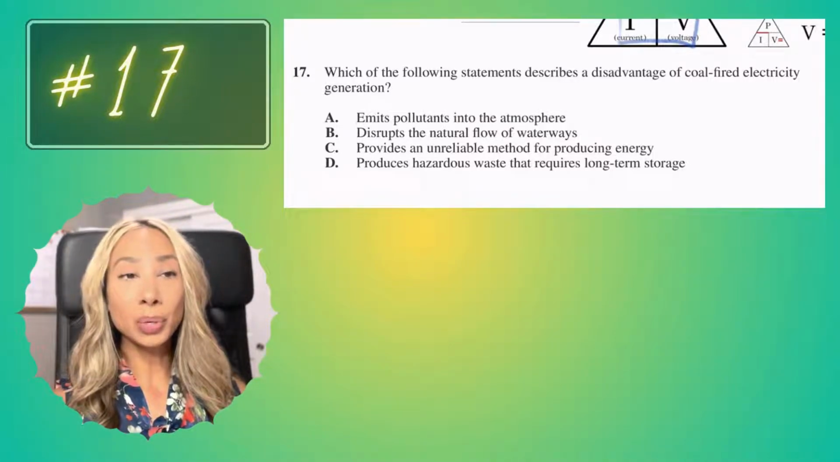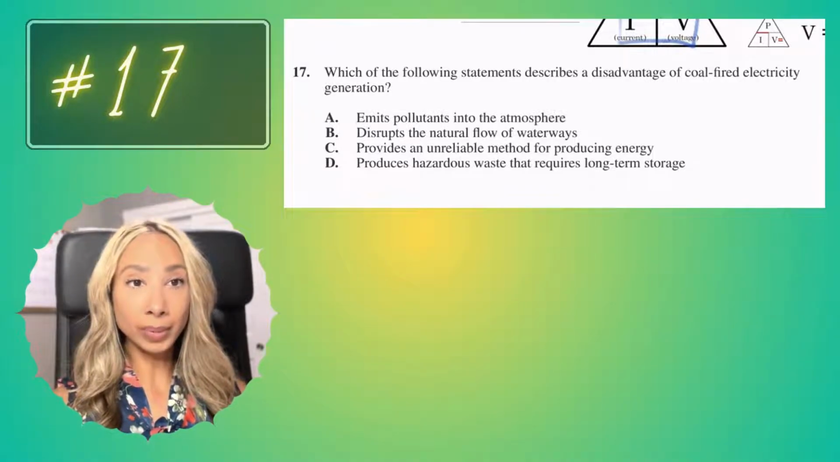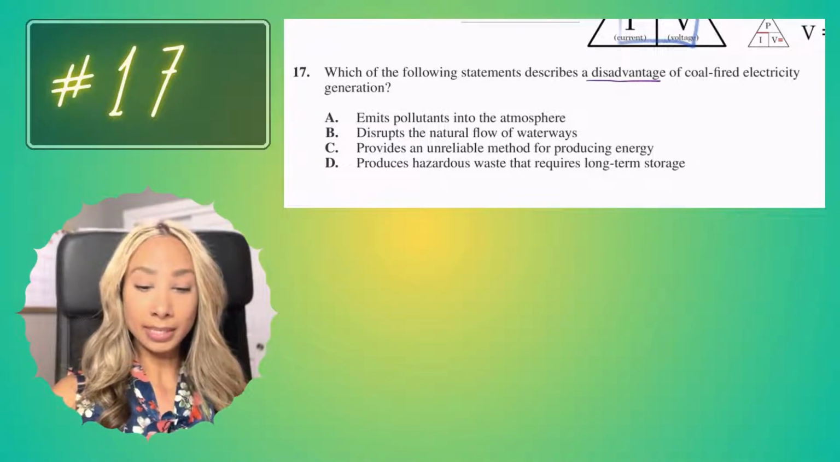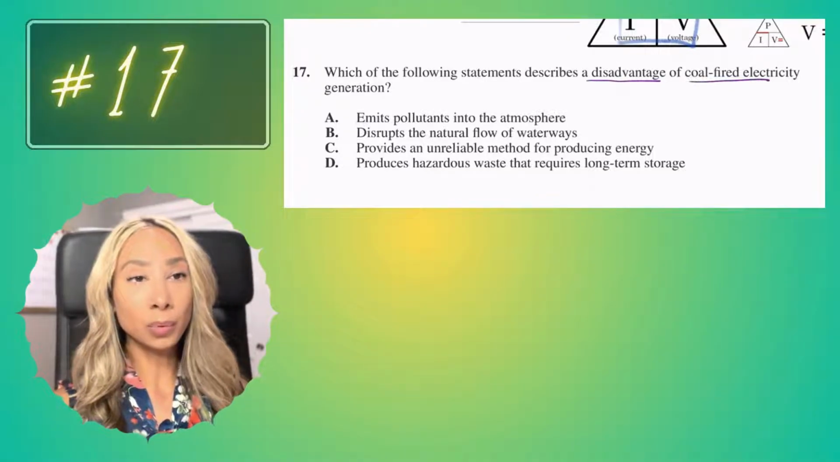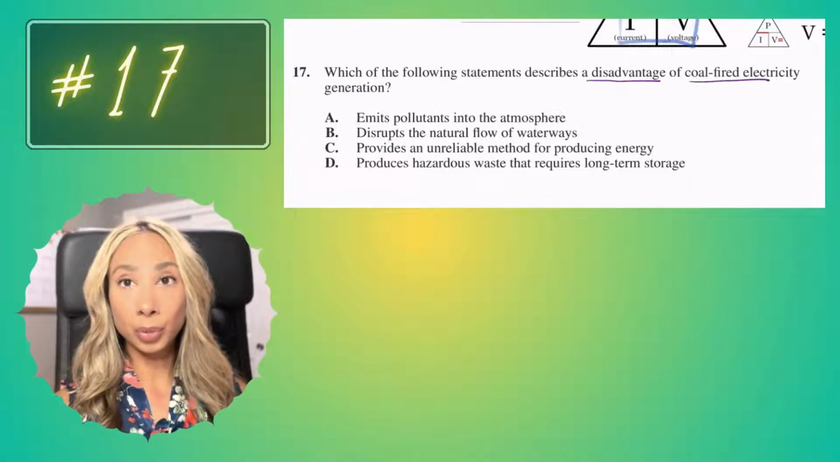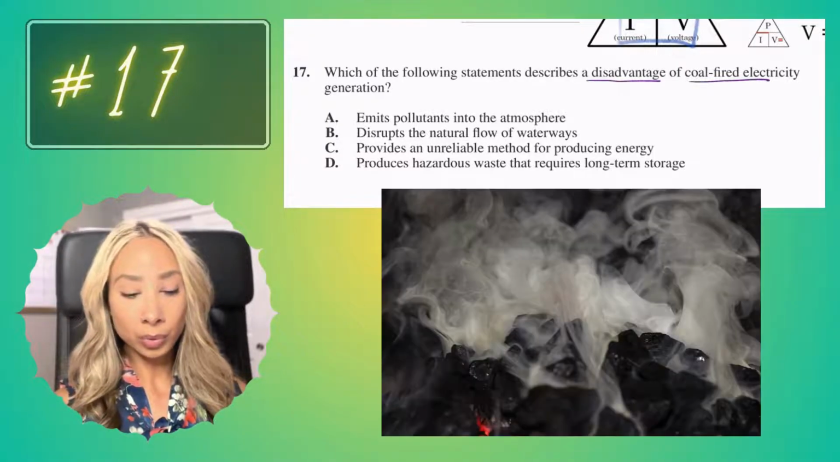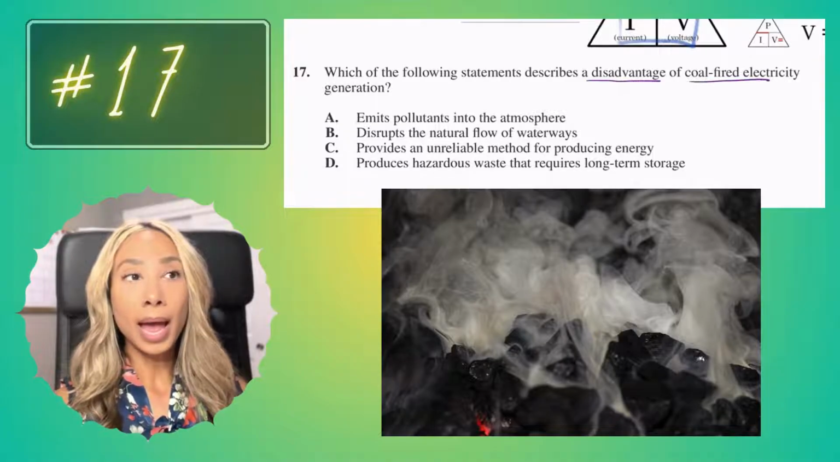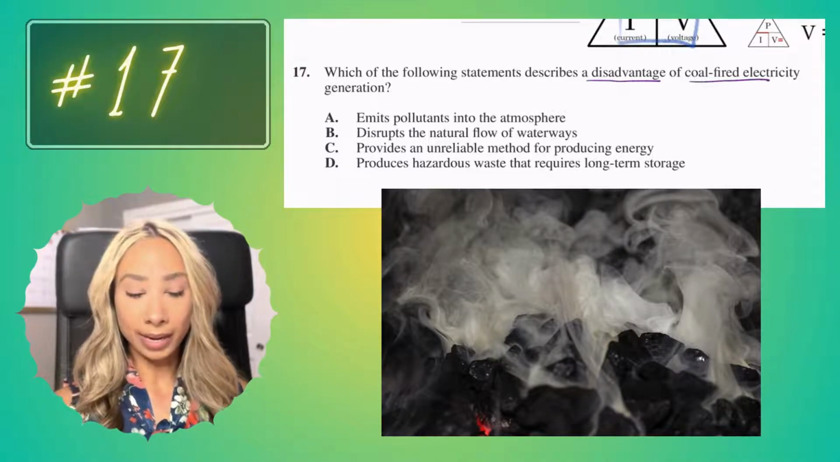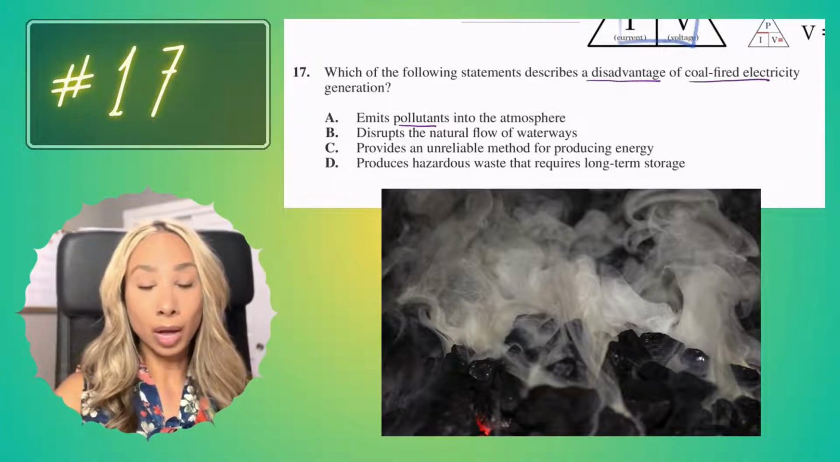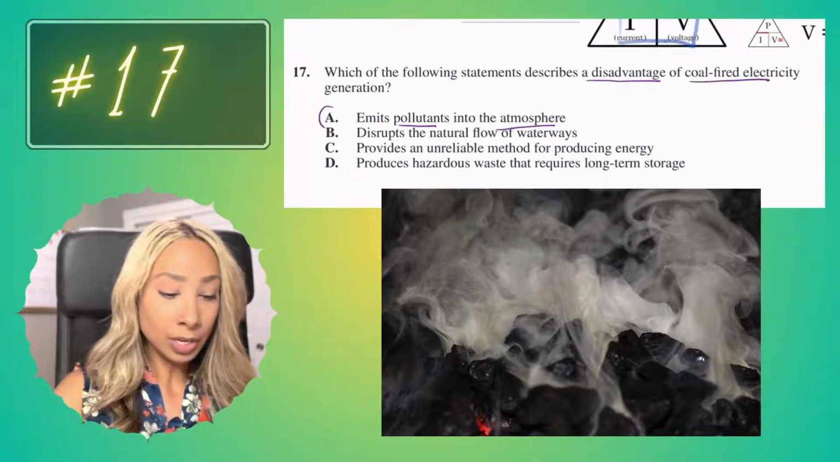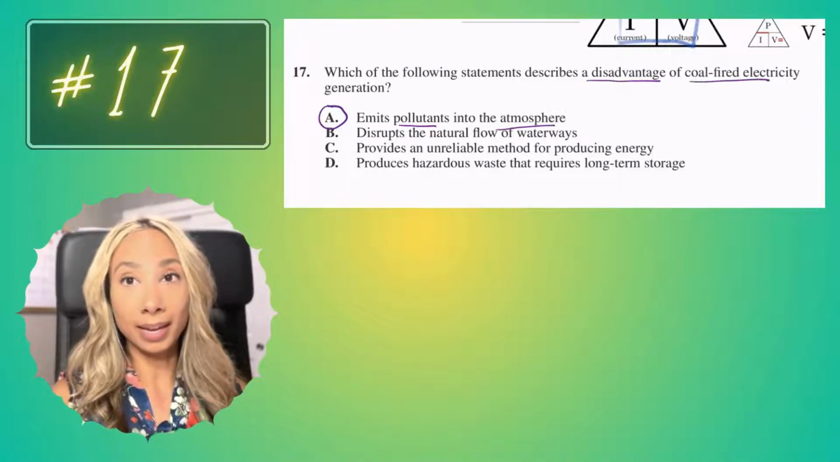Number 17, with this one, we want to know which of the following statements describes a disadvantage of coal-fired electricity. With this one, we just need to spend some time and make sure we know about our energy production. First thing I know is coal is non-renewable, and we are burning it to provide energy. Because we are burning it, it does emit a lot of pollutants into the atmosphere. So the answer for this one is going to be A.